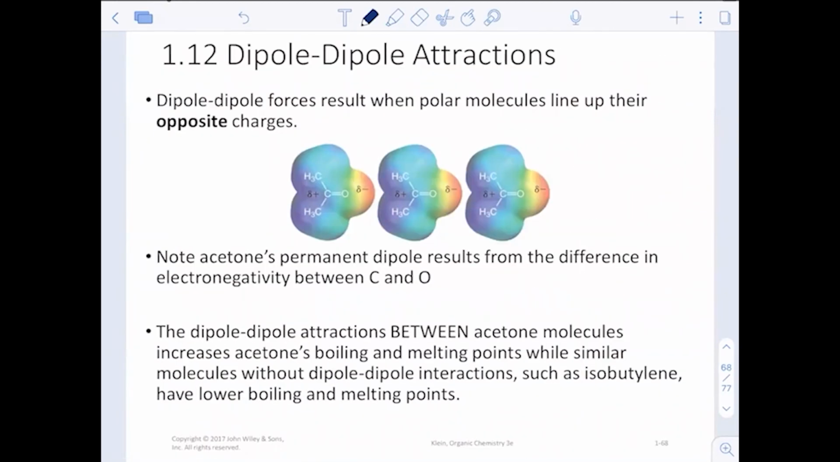Now, dipole-dipole attractions are permanent dipoles. It is a result when a polar molecule lines up with another polar molecule with the opposite charge, the delta minus to the delta plus, delta minus to the delta plus. There is the intermolecular force. That attraction between one molecule's delta minus and the other molecule's delta plus that is permanent in the molecule is a dipole-dipole interaction. These are stronger than the London dispersion forces, and so they have to be taken a little bit more seriously.